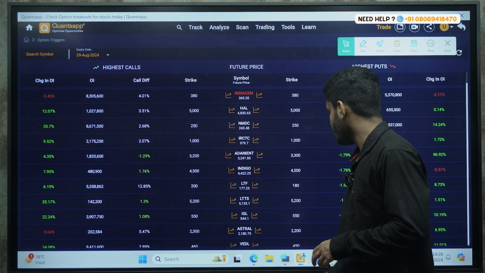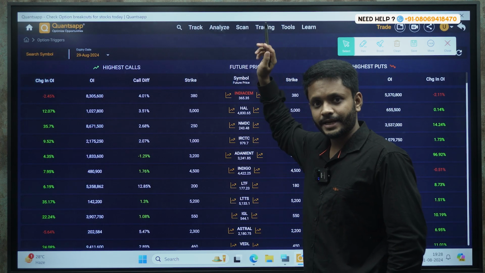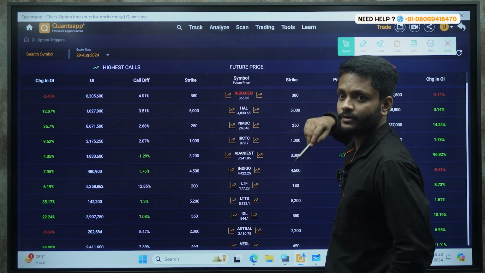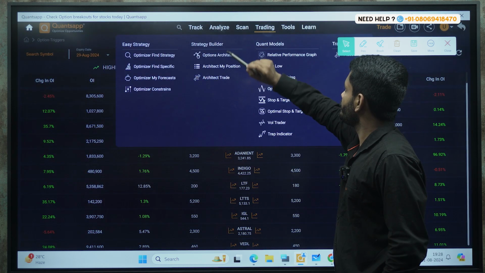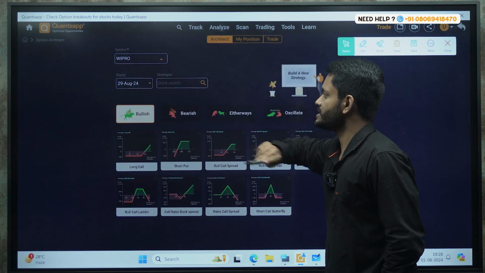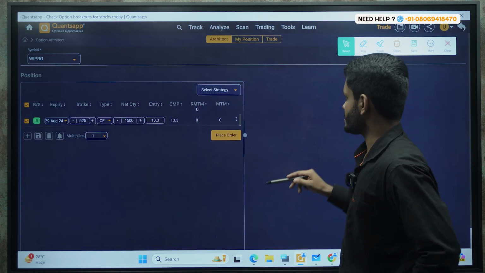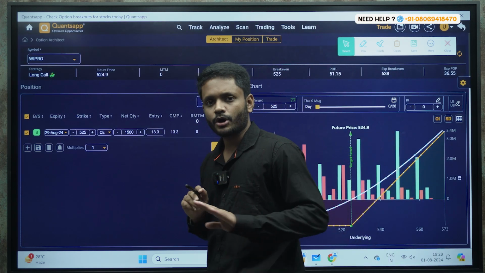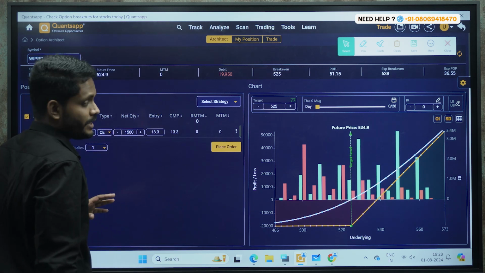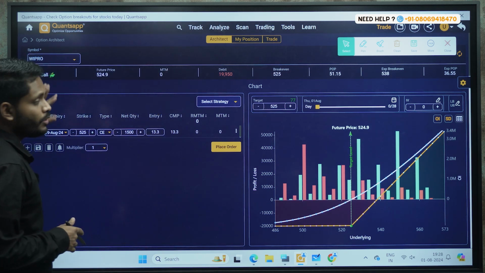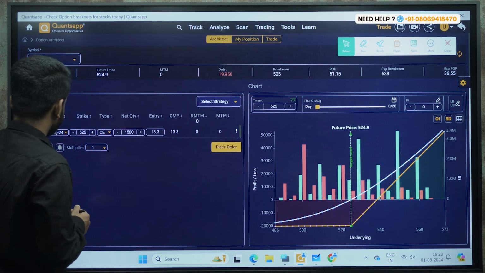Okay, so let's now go into the option architect and understand the usefulness of deploying a strategy rather than going for a naked call. Let me go to trading and see options architect. I'll go to custom. Randomly we will talk about any stock, no analysis as such. Just let me explain how the strategy works. Say Wipro.